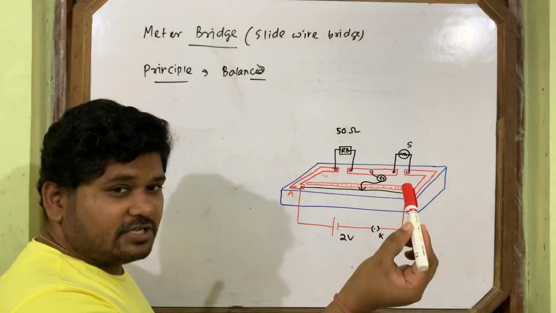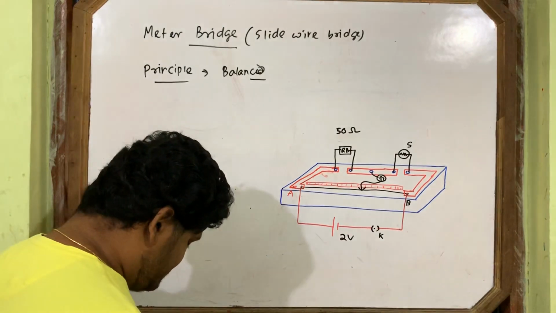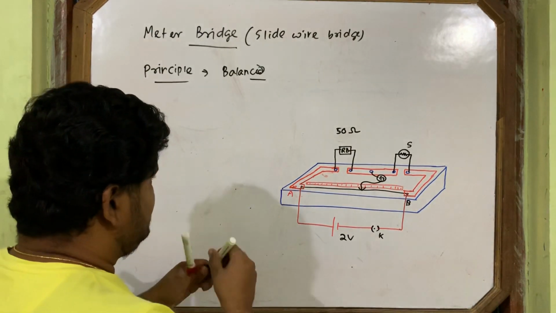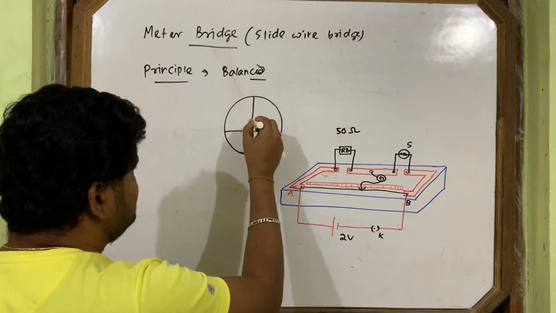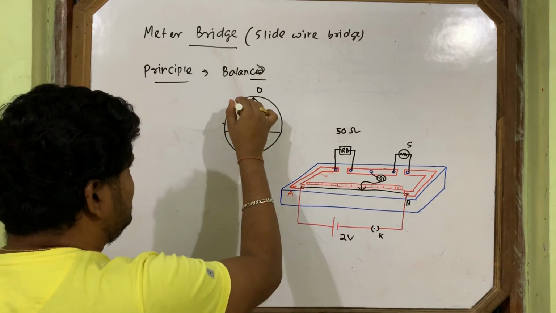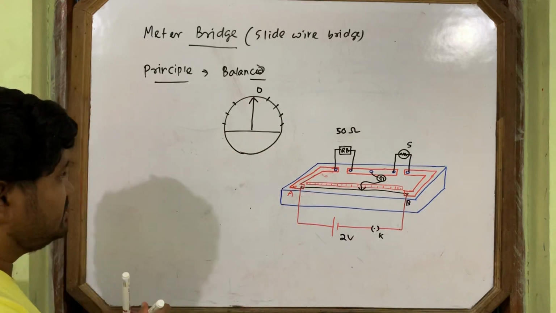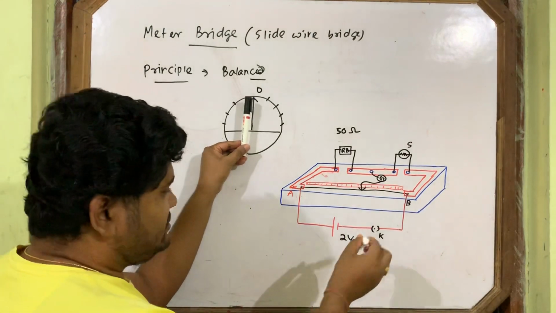This is, suppose, your jockey. Now this jockey will be brought and touched here. It will touch here. You see, this is the galvanometer pointer, suppose. Okay, I am drawing the galvanometer here. This is your galvanometer, 0 here. This is your galvanometer pointer, and these are the small readings here and there. This is the 0. So this is the galvanometer pointer you see, and this is the jockey.